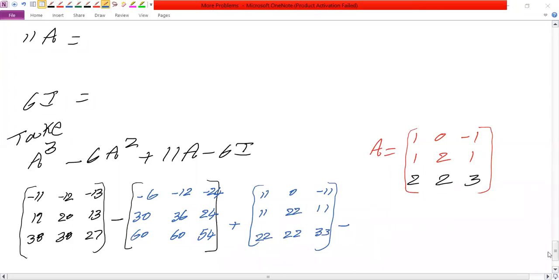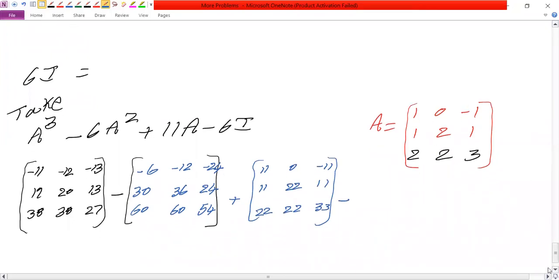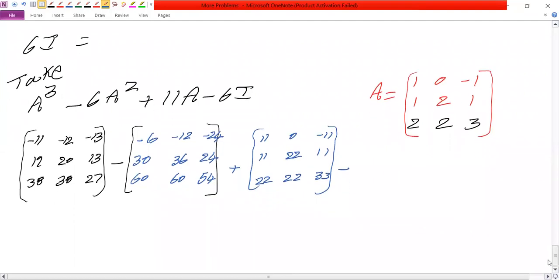What is I matrix? 1 0 0, 0 1 0, 0 0 1. Multiply with 6. What will we get? 6 0 0, 0 6 0, 0 0 6. Be careful, students. I have taken this thing here. This is equal to. Now tell me here.